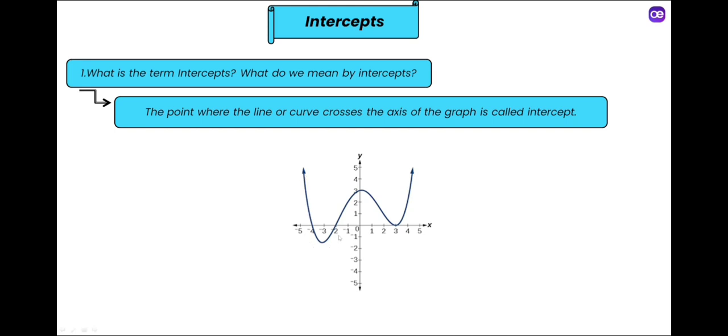Okay, we observe this graph. Look at the curve. This curve first crosses the x-axis at this point, and then it crosses at -2 at this point, and it crosses the y-axis at 3. So these are called the intercepts because this curve crosses the x-axis and y-axis. We know that the points where the line or curve crosses the axis of the graph are called intercepts. So here this curve crosses the x-axis at these 2 points and crosses the y-axis at this point. So we can say that these are the intercepts of this graph.